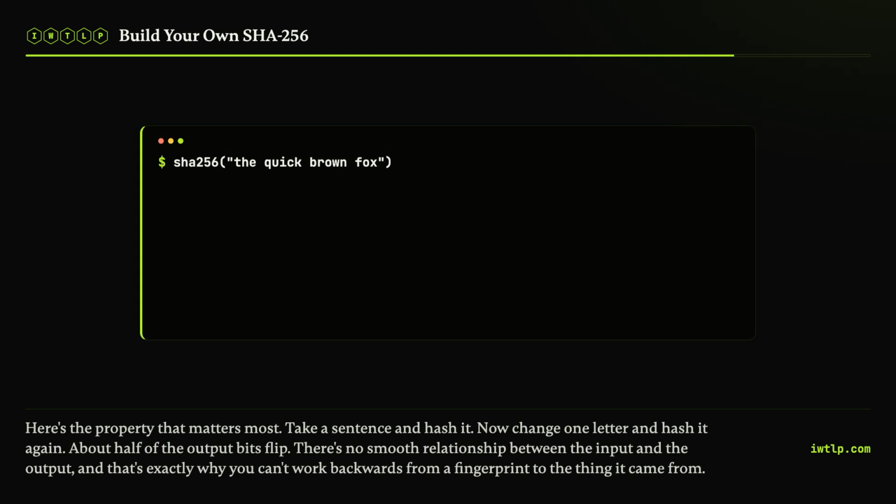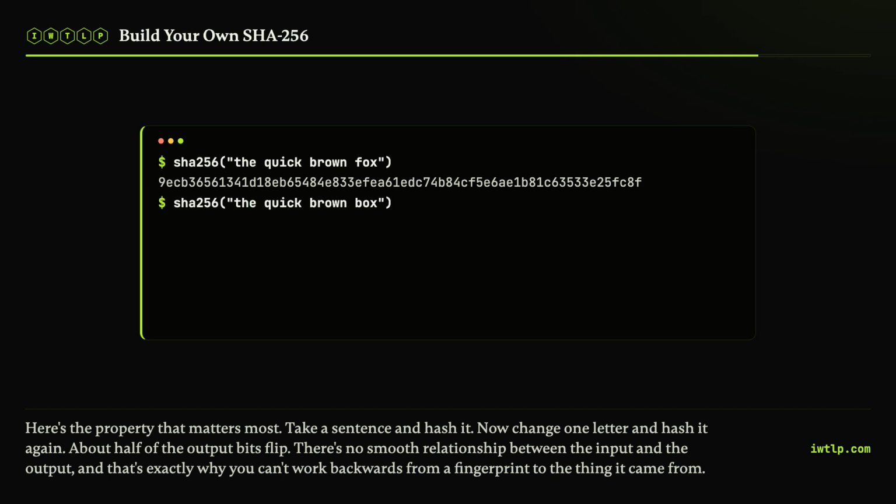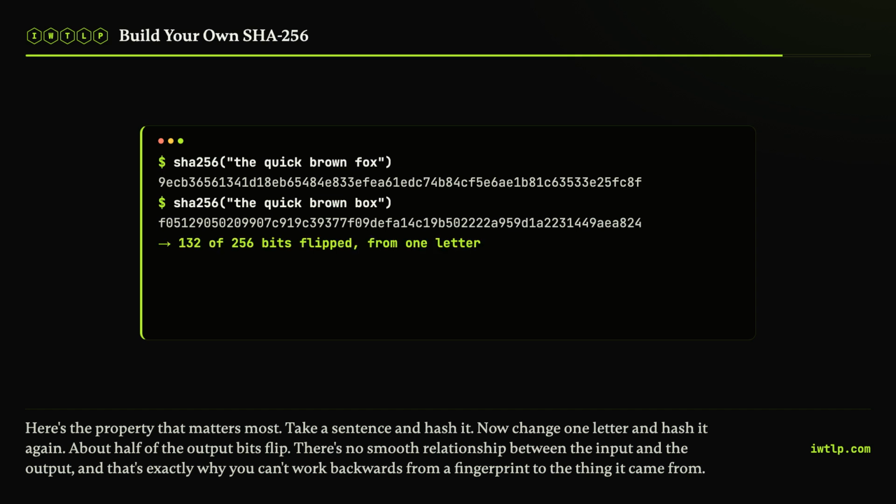Here's the property that matters most. Take a sentence and hash it. Now change one letter and hash it again. About half of the output bits flip. There's no smooth relationship between the input and the output, and that's exactly why you can't work backwards from a fingerprint to the thing it came from.